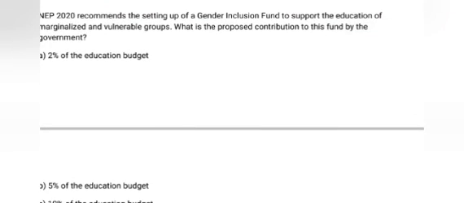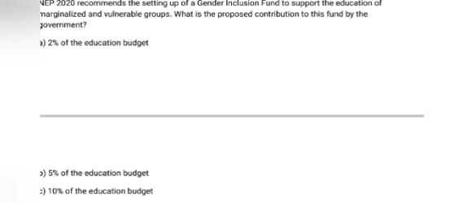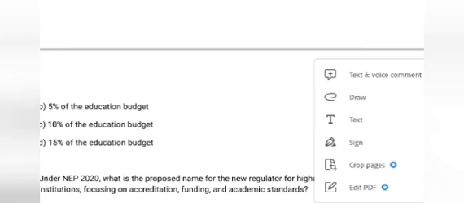NEP 2020 recommends the setting up of a gender inclusion fund to support the education of marginalized and vulnerable groups. What is the proposed contribution to this fund by the government? So you must know this. It's a basic question. Number C will be correct. 10% of the education budget.